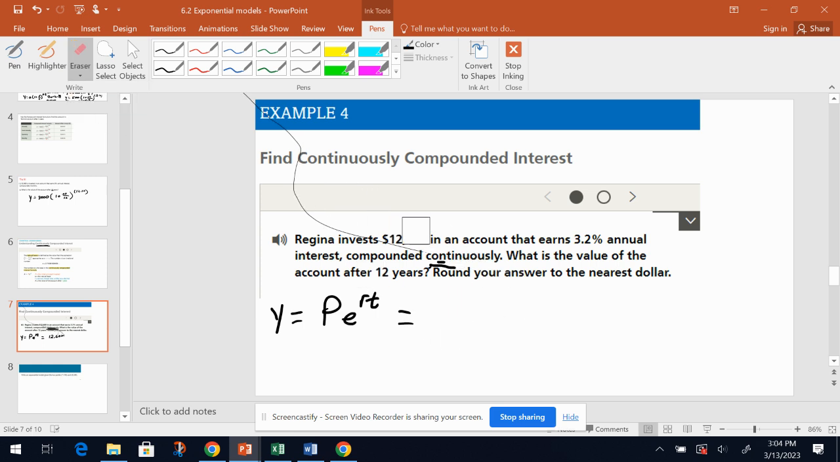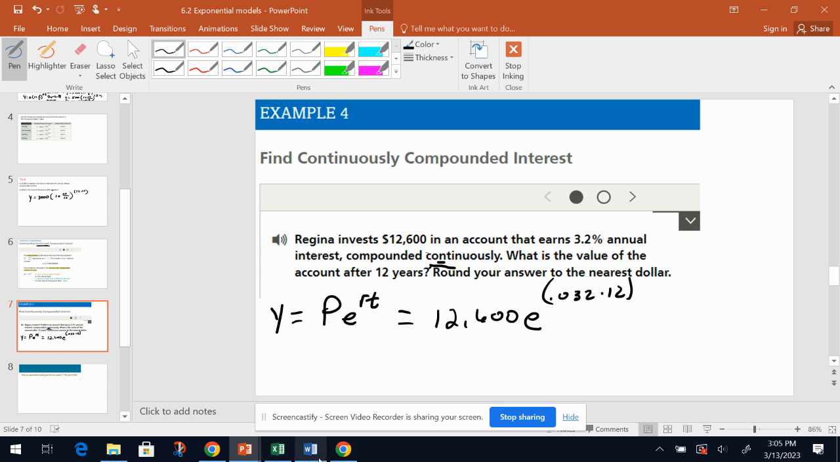Sorry about that. Let's erase that. All right. So I've got 12,600 as my starting amount. E is a number. 0.032 is 3.2%. And I want to find that value after 12 years. So again, I always put those two numbers in parentheses there.